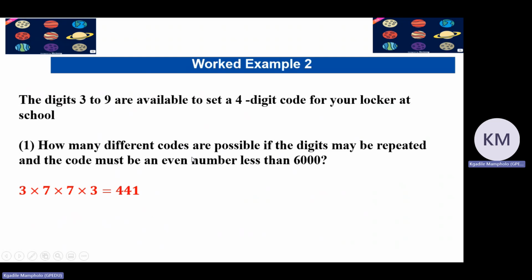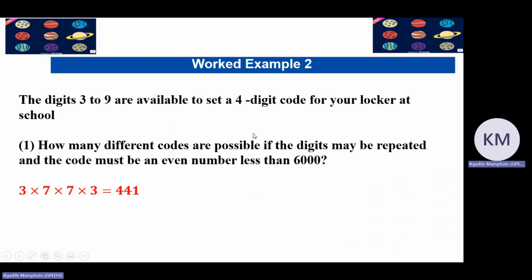Numbers that can possibly be at the end. Remember, for a number to be even, it must end with an even number. So what are the even numbers in this case? We talk about 4, 6 and 8. That's why I have 3 here. This 3 represents the numbers that can possibly be at the end.